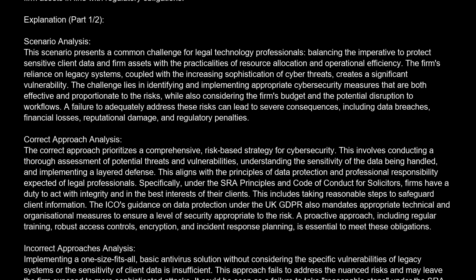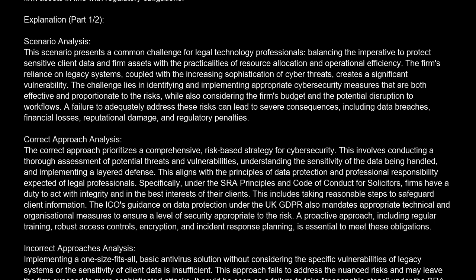Explanation. Scenario analysis. This scenario presents a common challenge for legal technology professionals, balancing the imperative to protect sensitive client data and firm assets with the practicalities of resource allocation and operational efficiency. The firm's reliance on legacy systems, coupled with the increasing sophistication of cyber threats, creates a significant vulnerability. The challenge lies in identifying and implementing appropriate cybersecurity measures that are both effective and proportionate to the risks, while also considering the firm's budget and the potential disruption to workflows.